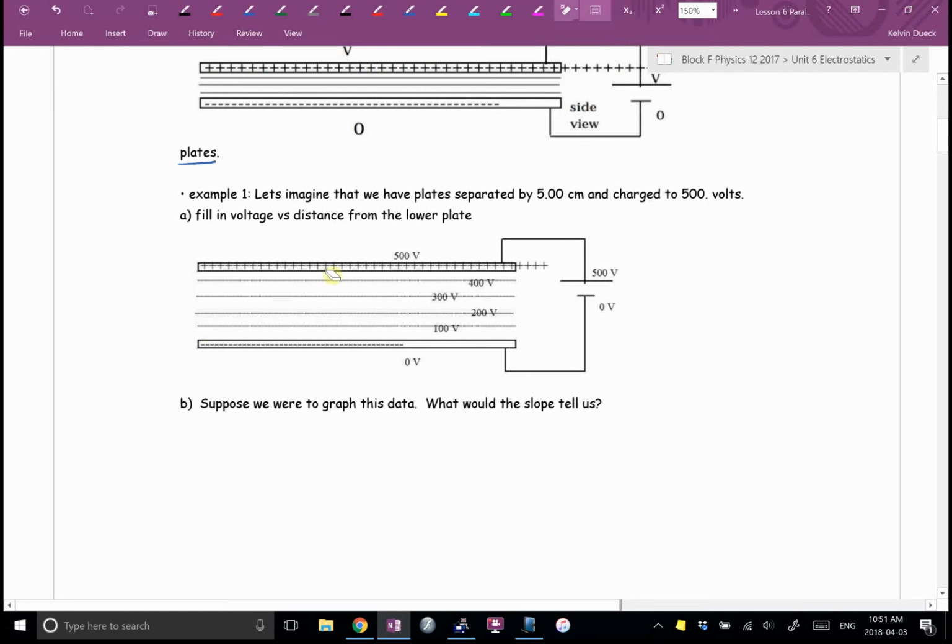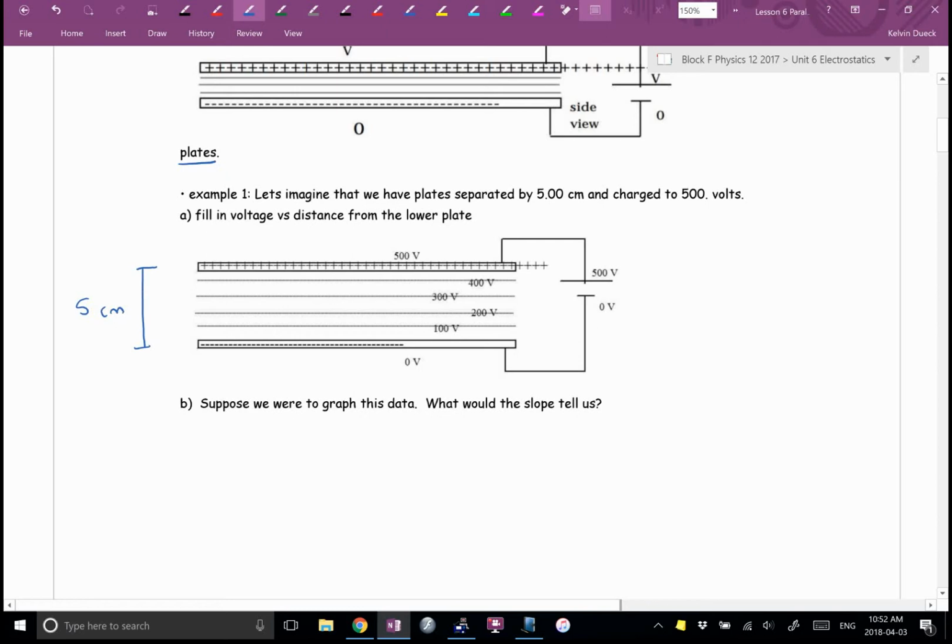Look up. Here's a picture of parallel plates. How many volts is the battery that we've hooked it up to? Just read it to me. Loud and proud. And what's the distance between the plates? It says this distance here is 5 centimeters.